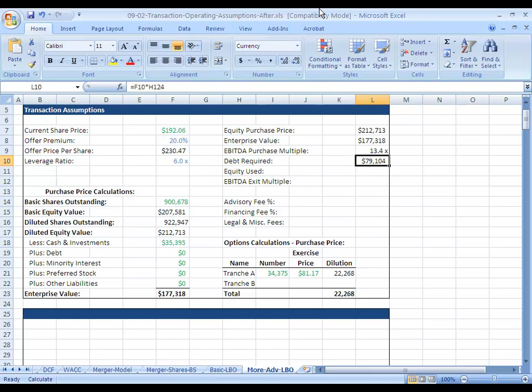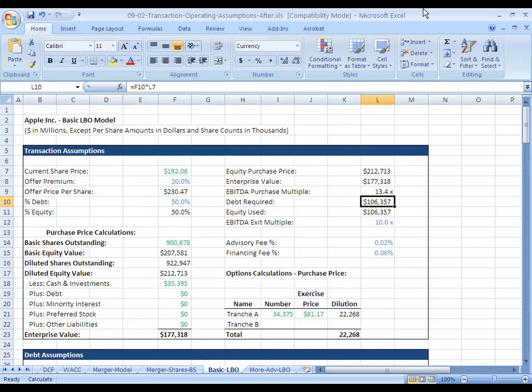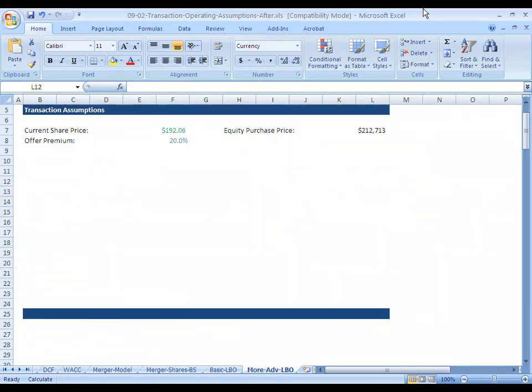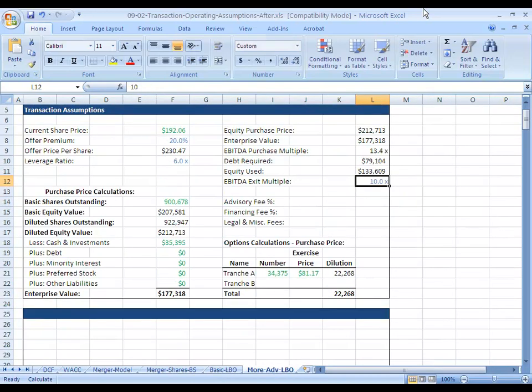So with the debt required established for the equity used, we're just going to take our equity purchase price and then subtract the debt required. So we get 133 billion of equity. Now for the EBITDA exit multiple, again, we're going to base this roughly on the EBITDA purchase multiple and the public comps. As with the basic LBO model, we're just going to say 10x for this one, because we're going to build a range of sensitivities around this. So the exact number here doesn't matter all that much.